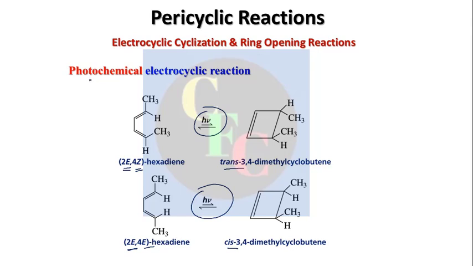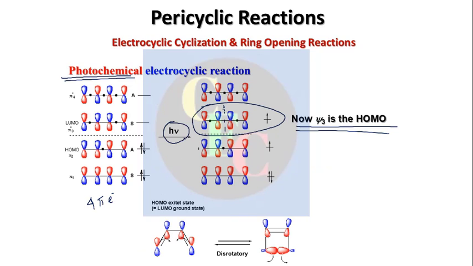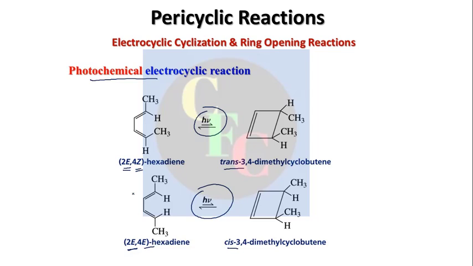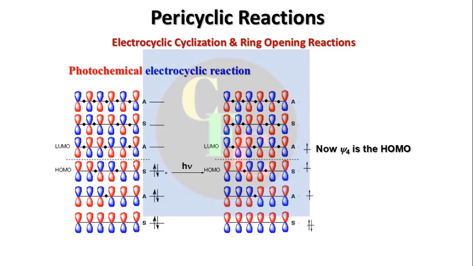Okay, so photochemical reactions will have just the opposite stereochemistry to that of thermal reactions. And why is it so? That is because of this change in symmetry of the HOMO. So from an asymmetric HOMO in thermal condition we have a symmetric HOMO in photochemical condition for 4 pi system, and for 6 pi system it will just be the opposite.